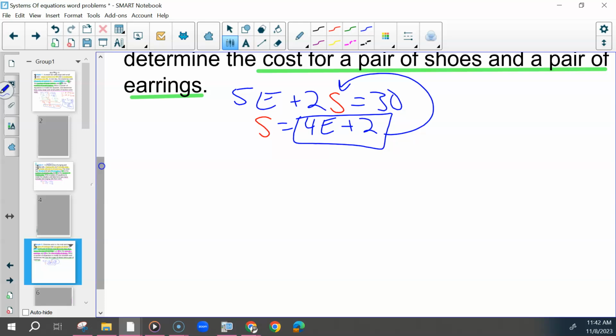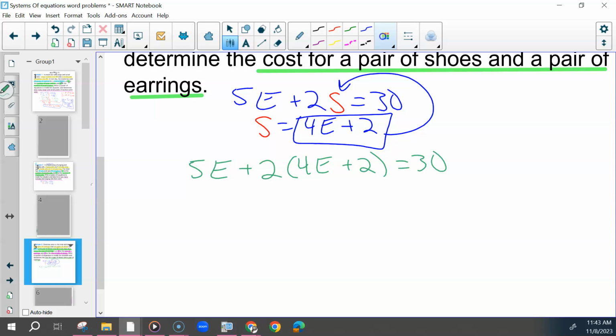Thinking back to how we solve substitution, we would rewrite this. 5E plus 2 times whatever the equation for S was equals 30. Just as when we are substituting, if you substitute it into the wrong thing, you'll still have 2 variables. If you still have 2 variables, you know you did it incorrectly. We only have 1 variable here, so we can solve for E and then go back and solve for S.